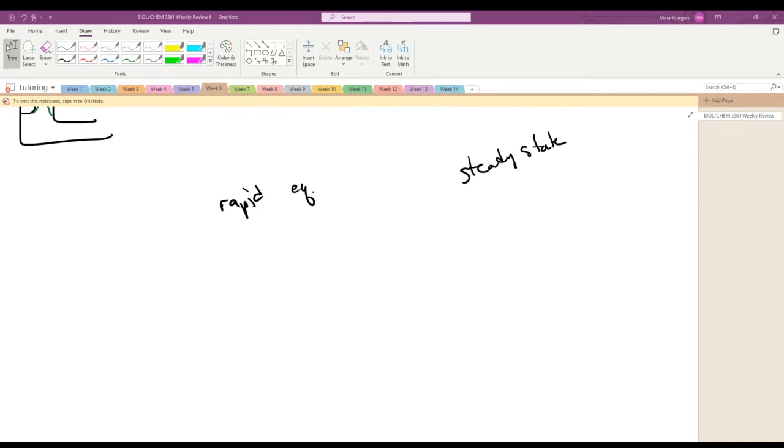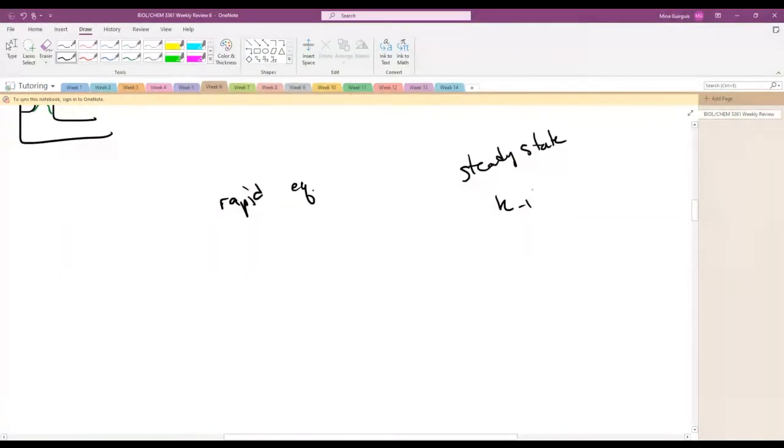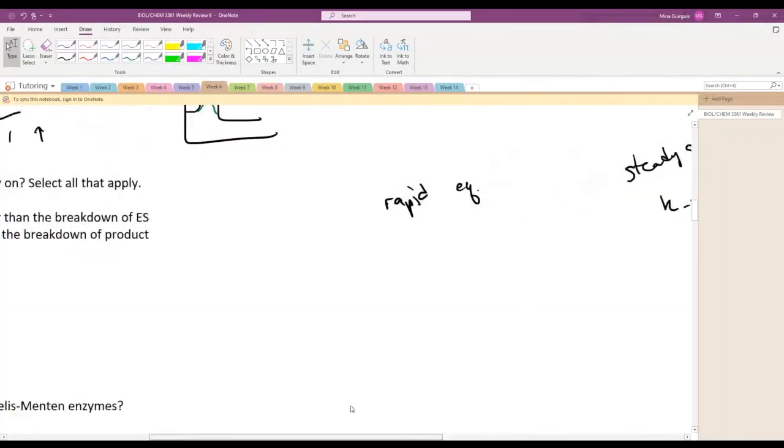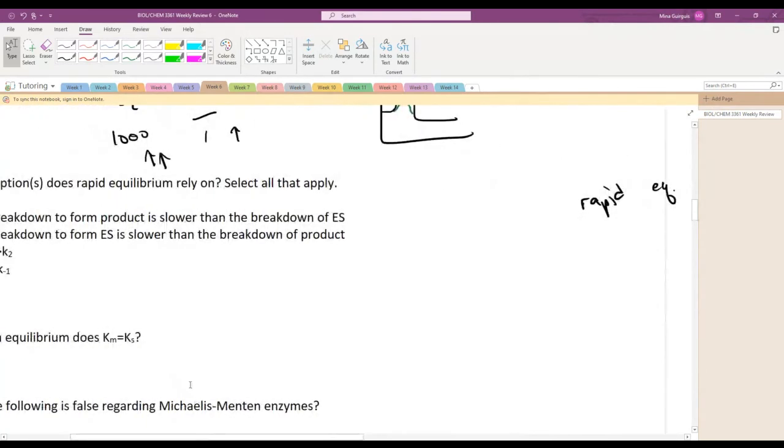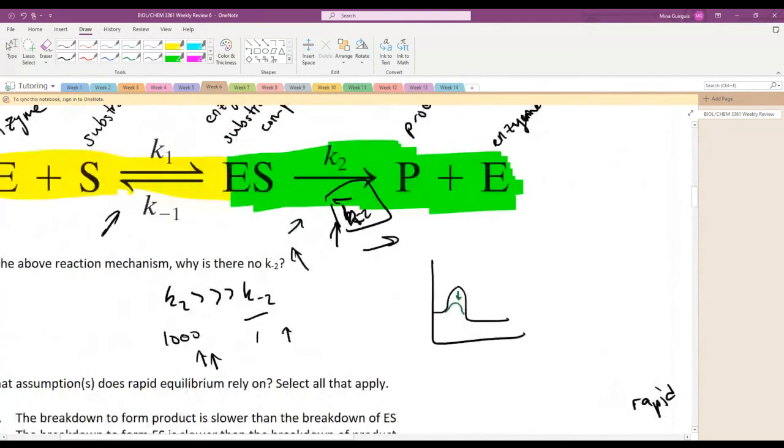Okay, steady state. We're just going to start with steady state to make things easier. So steady state equilibrium is based on the idea that K-1 is comparable to K2. Okay, so let's talk about this with respect to the formula.